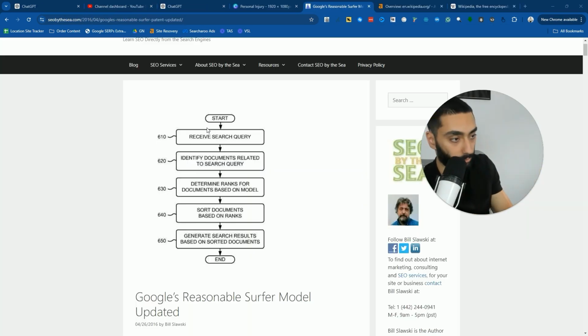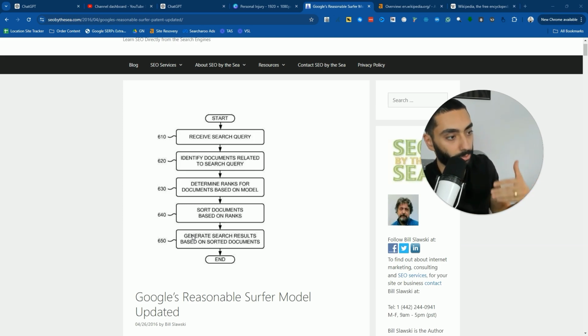So how Google basically works is they receive a search query, and they identify the documents that are related to that search query. So if somebody was to search, let's say, personal injury lawyer, they will identify all of the websites that mention that, and then they will rank those pages based off the model. They will then sort the documents based on rank. This can be user engagement, it could be links, for example, or how many articles that website has talking about that certain subject. And then it generates the search results based on the sorted documents, right?